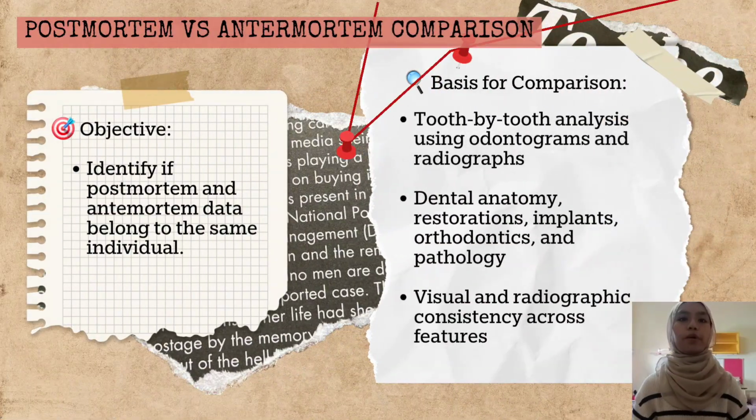Now moving on to the comparison stage. The objective of this process is to determine whether the postmortem dental data of an unidentified individual matches the antemortem records of a missing person. The comparison is carried out tooth by tooth using both odontograms and radiographs. We assess a variety of features including dental anatomy, restorations, implants, orthodontic work, and any pathological conditions. Both visual and radiographic consistency are essential in building a reliable match between the two records.